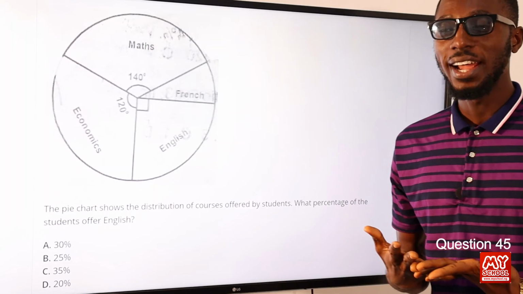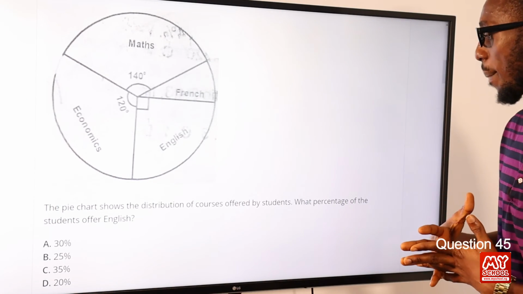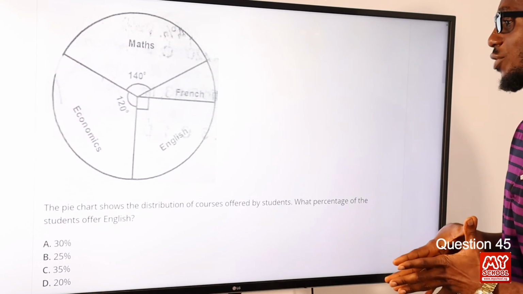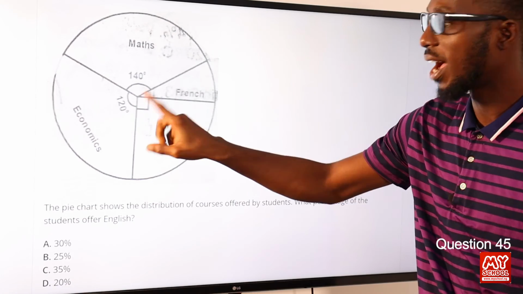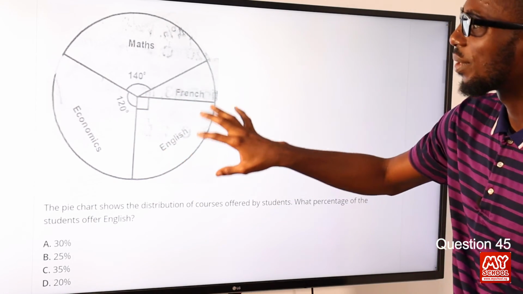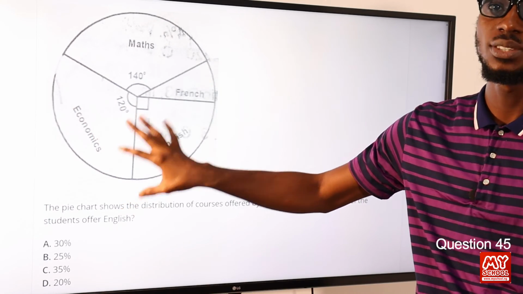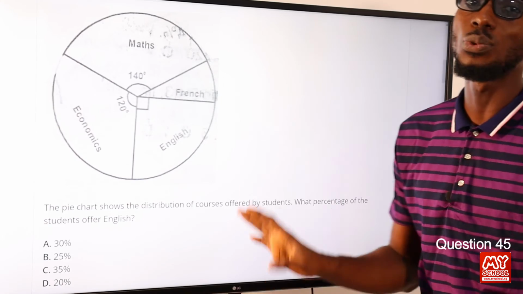Question 45. The pie chart shows the distribution of courses offered by students. What percentage of the students offer English? This is very easy. This is a right angle, so this tells you this is 90 degrees. So 90 degrees out of 360 degrees is 1 over 4. So 1 over 4 of 100% is 25%.